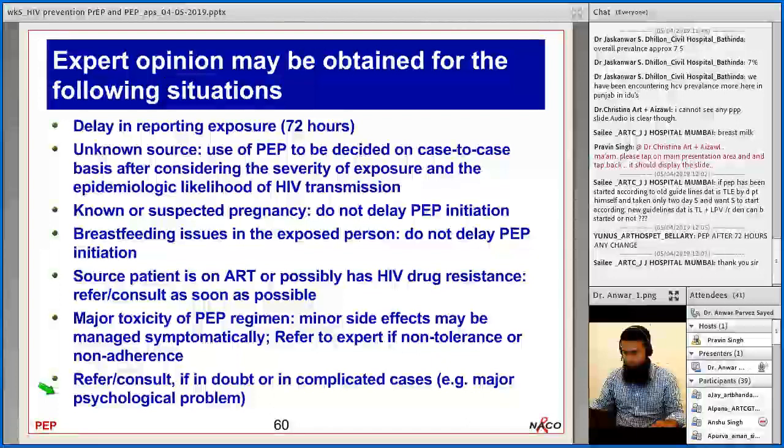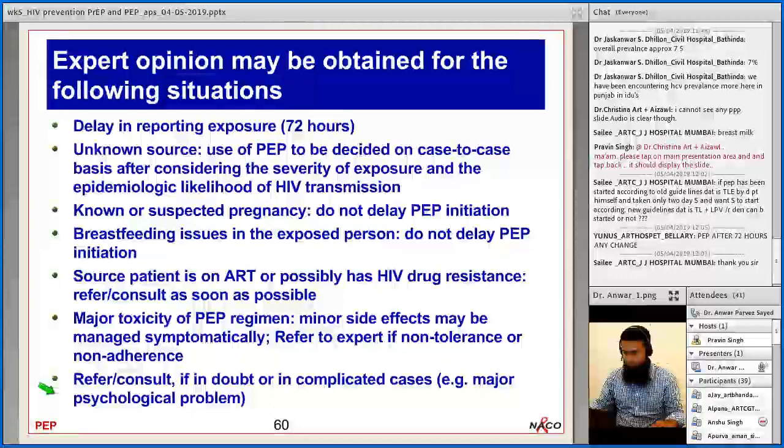the epidemiologic likelihood of HIV transmission. Known or suspected pregnancy: do not delay PEP initiation. Breastfeeding in the exposed person: do not delay PEP. If the source patient is on ART and has HIV resistance, then also it needs to be consulted.